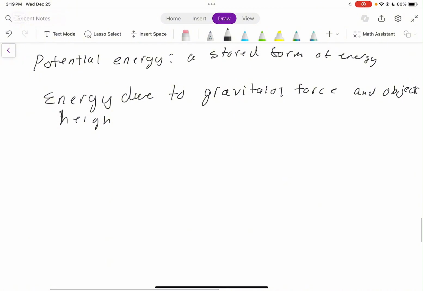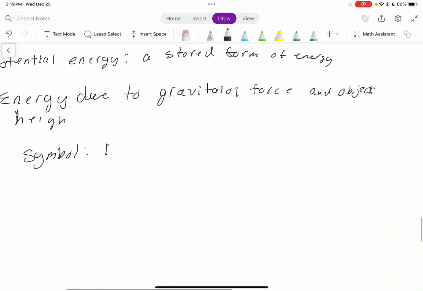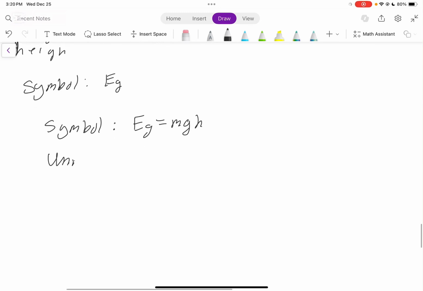Well, gravitational potential energy, what is the equation and symbol for it? So the symbol we use for gravitational potential energy is basically just EG. EG is the symbol. What's the equation? Well, the equation that we use for gravitational potential energy is simply just EG is equal to mgh. And the units we work in are again going to be joules.